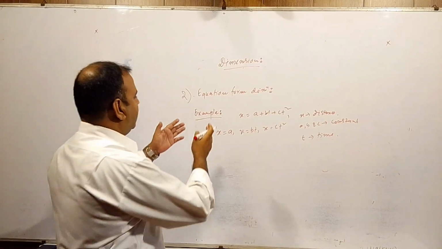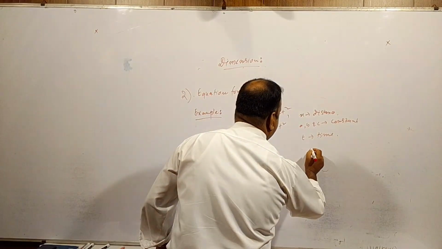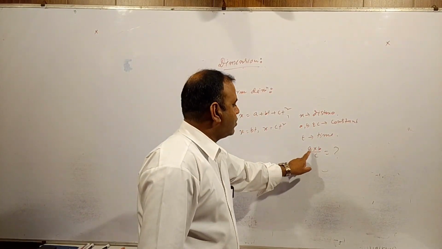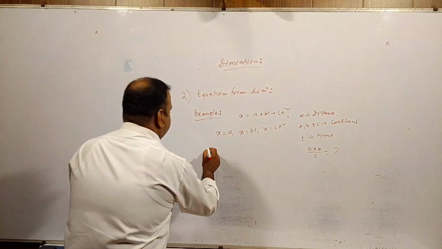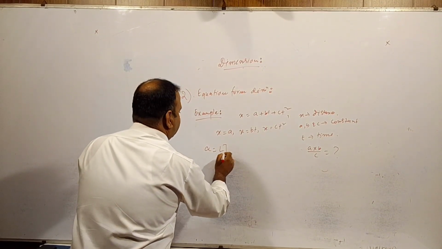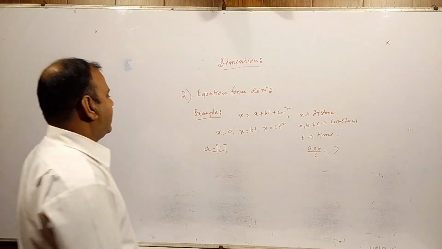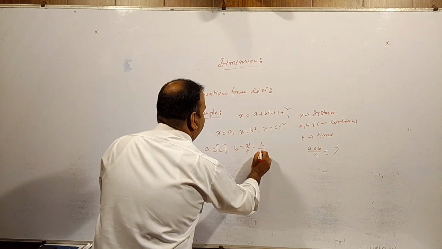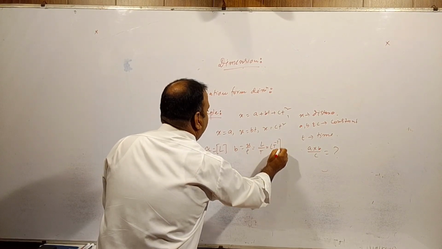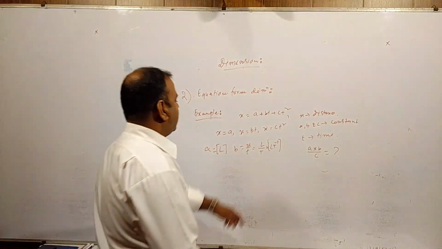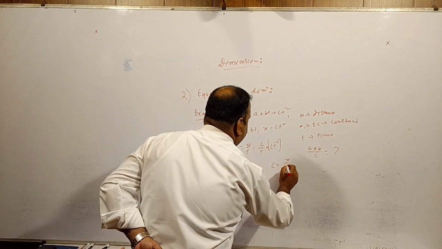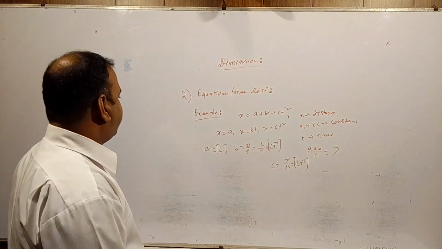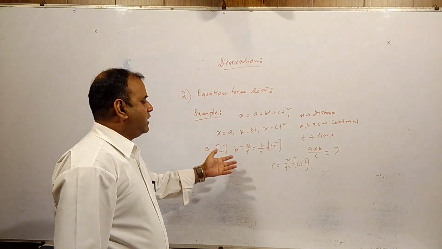Suppose the question is: find the dimension of a cross b divided by c. First, a means x, means distance, means L. So the dimension of a is L. Again b is equal to x by t. x means meter, means L, and time is T. So L T to the power minus 1. This is the dimension. Again c, we can write x by t square, that means L T to the power minus 2. So this is the dimension of a, b and c.